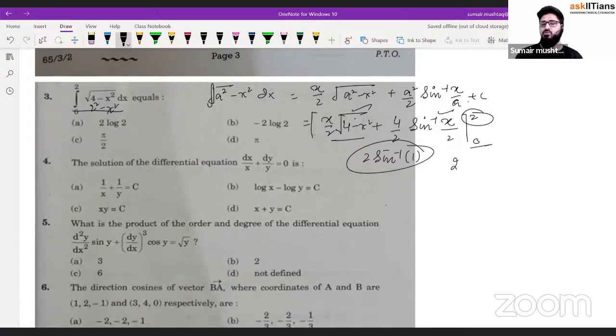So this is 2 sine inverse 1. Sine inverse 1 is pi by 2, since sine 90 is equal to 1. This and this will cancel, so it is equal to pi. So pi is my answer, option D. Guys, are you getting it? If you have any confusion, you can let me know in the chat.